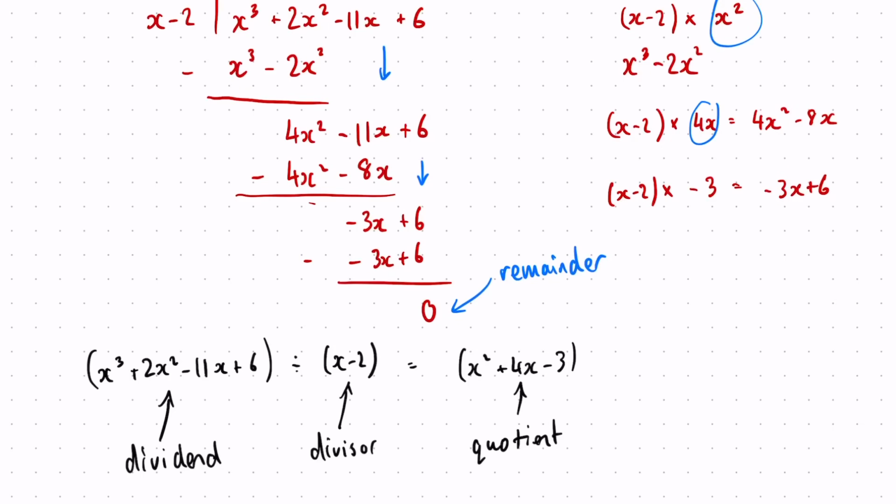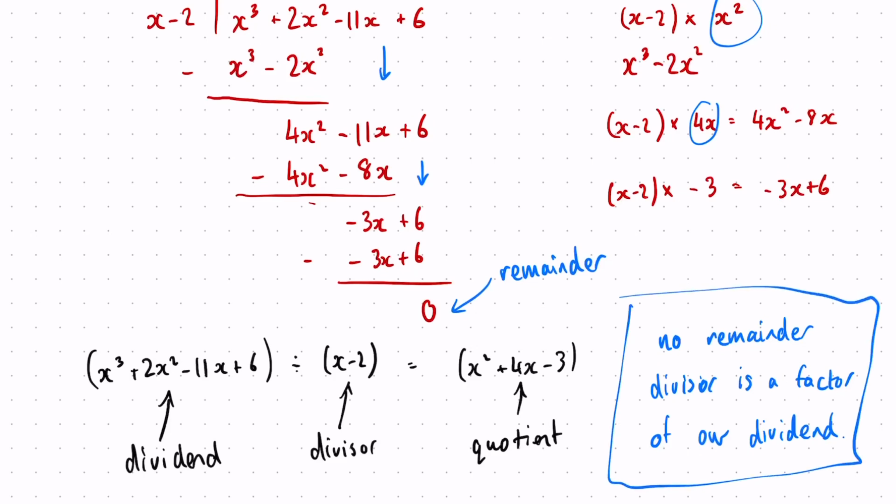If there is no remainder, then our divisor is a factor of our dividend. Okay, that's quite important, that.